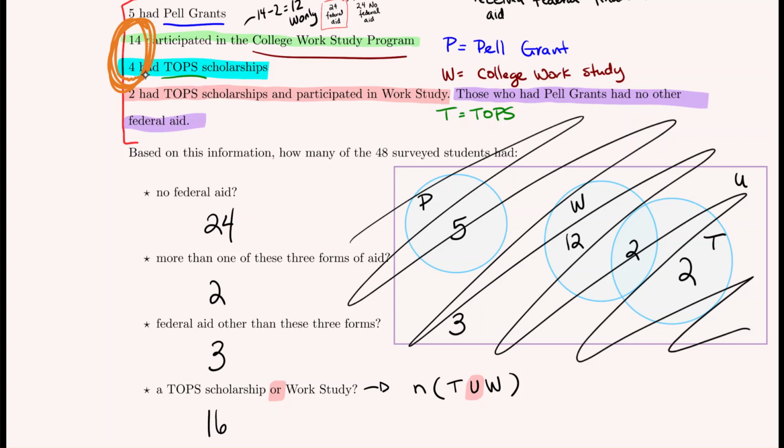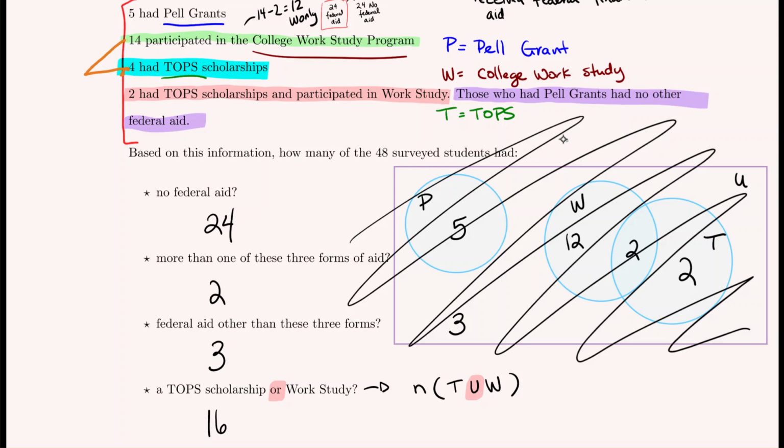However, the reason that 18 is off is because imagine we ask the students who has TOPS or work study. 14 people said they had the work study, but of those 14, 2 of them also said they had TOPS. So those 2 students who had both are counted in this number and in this number. So those 2 students are counted twice, which is why whenever we added these 2 together, we got the answer 18. That's off by 2 because you were counting the same 2 people in both locations.